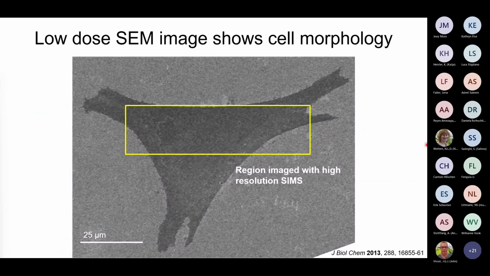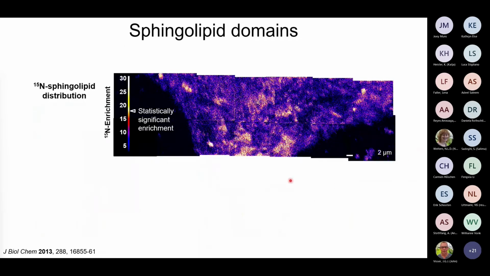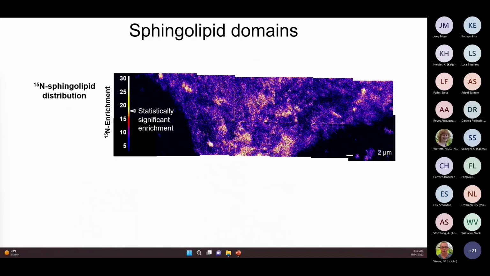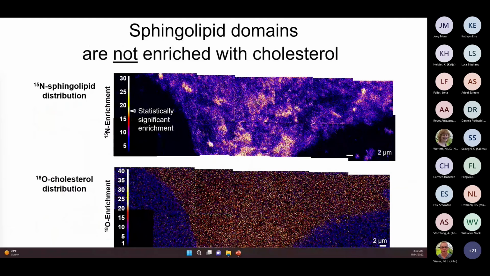And if we look at that, once again, we have local domain regions of sphingolipid enrichment. On this cell, about 16.3 was statistically significant. So these large regions where it's yellow or orangish denote sphingolipid enriched domains in the plasma membrane. And if we look at O18 enrichment from the cholesterol, we actually see it's fairly uniform.